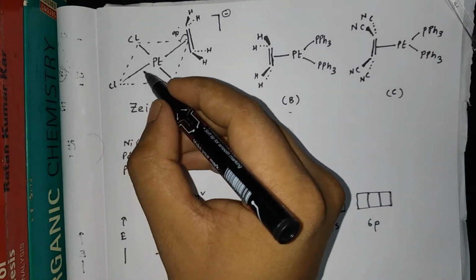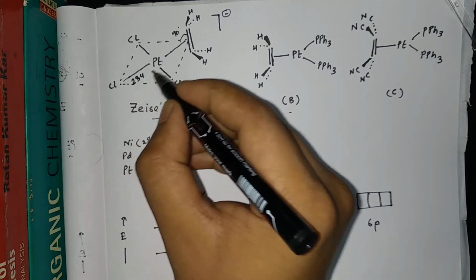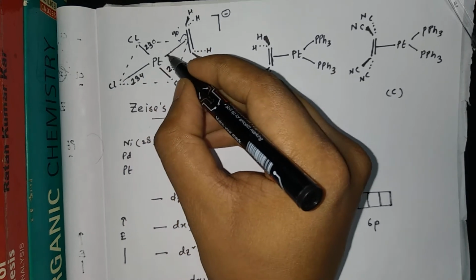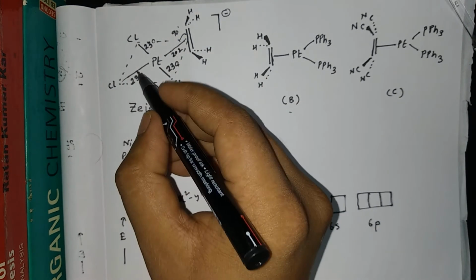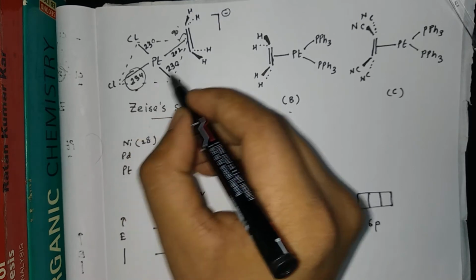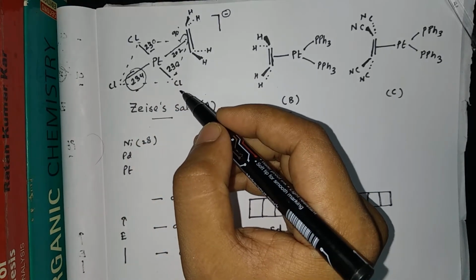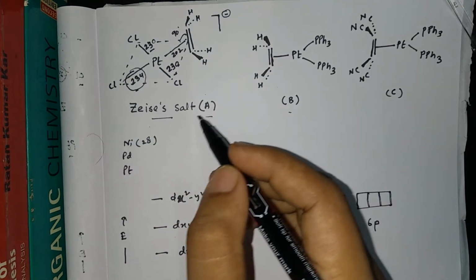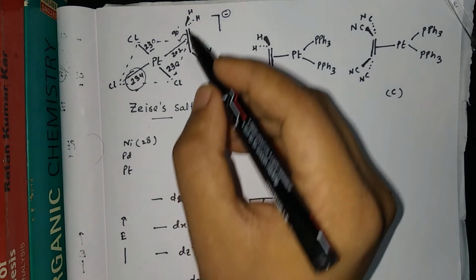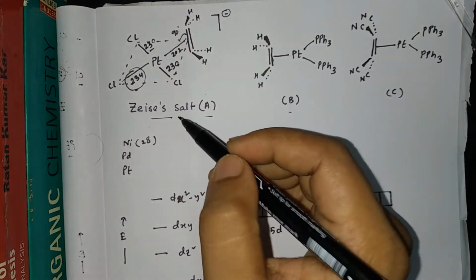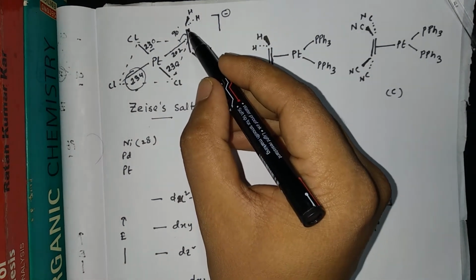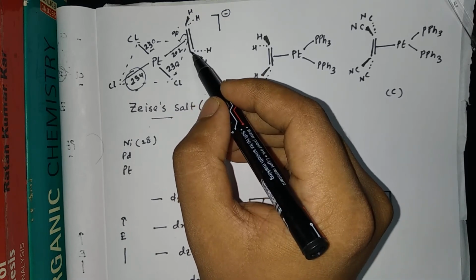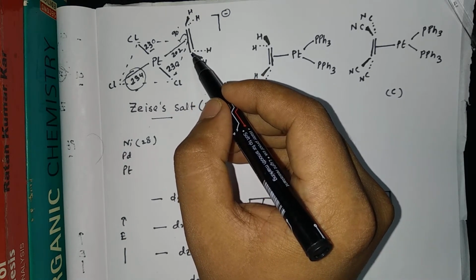So this Pt-Cl bond is 234 picometer, where this is 230 and this is 230 picometer, and this bond is 202 picometer. So now you can understand this 234 is slightly higher than the other two metal-Cl bonds. And the third thing is that the C=C bond length in normal ethylene is shorter than in the complex. So in the complex the C=C bond length is slightly higher than the normal ethylene C=C bond length.